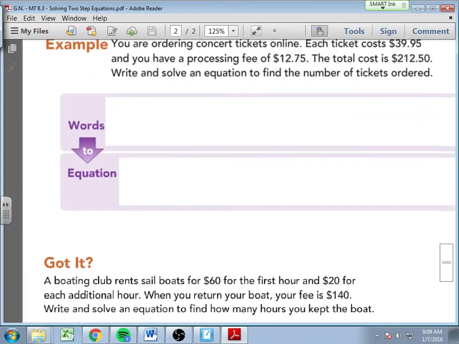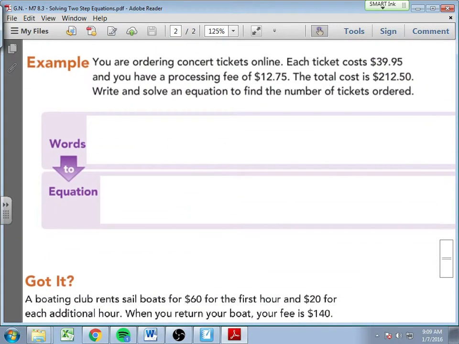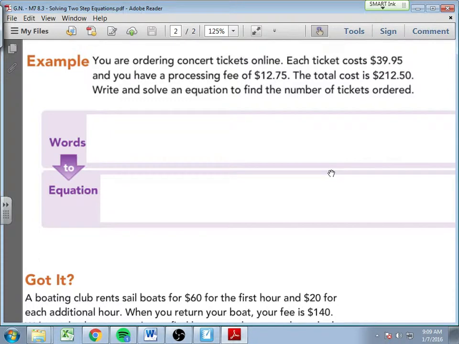So if we come to here, you guys had this problem. You're ordering concert tickets. Now, in a situation like this, I'm not given the equation, right? So I need to make the equation. So what did you guys hopefully underline, circle, highlight? What did you notate? By the way, I have colored pencils over there if anyone wants to use those for writing out your solutions. Colors can help your brain a lot.